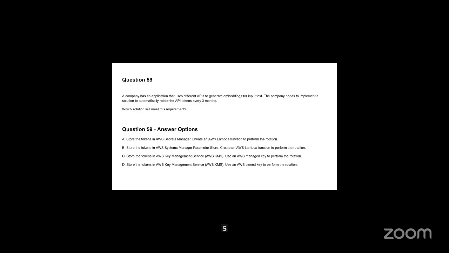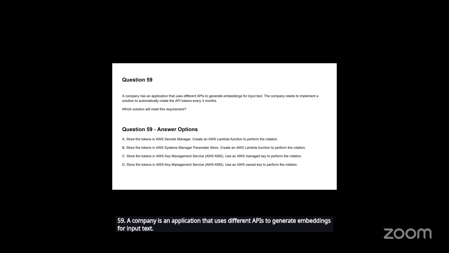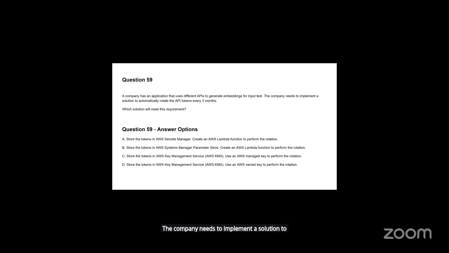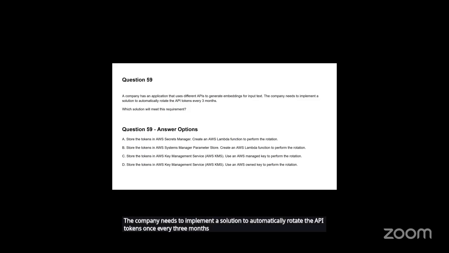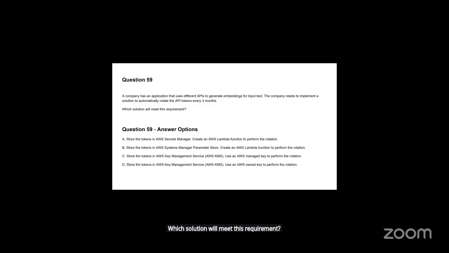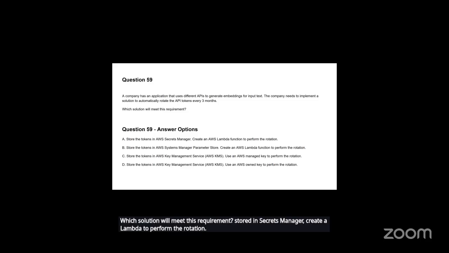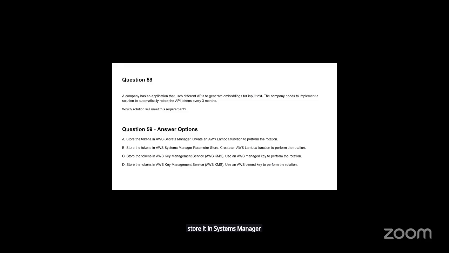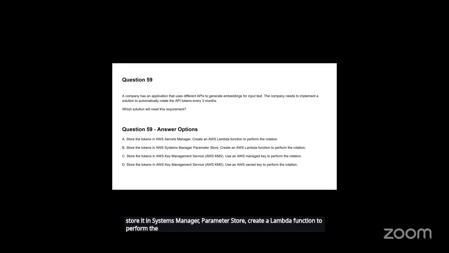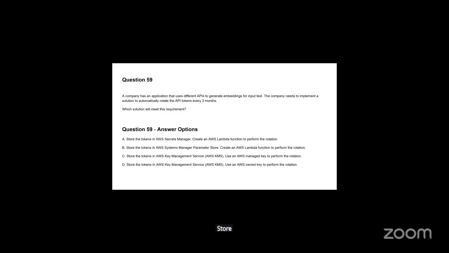59. A company has an application that uses different APIs to generate embeddings for input text. The company needs to implement a solution to automatically rotate the API tokens once every 3 months. Which solution will meet this requirement? Store it in Secrets Manager, create a Lambda to perform the rotation. Store it in Systems Manager Parameter Store, create a Lambda function to perform the rotation. Store it in KMS, use an AWS Managed Key to perform the rotation. Store it in KMS, use an AWS Owned Key to perform the rotation.